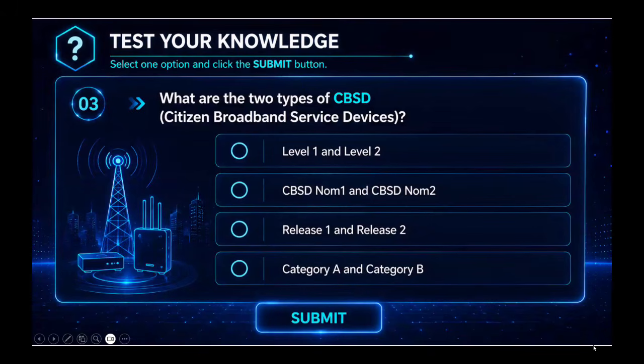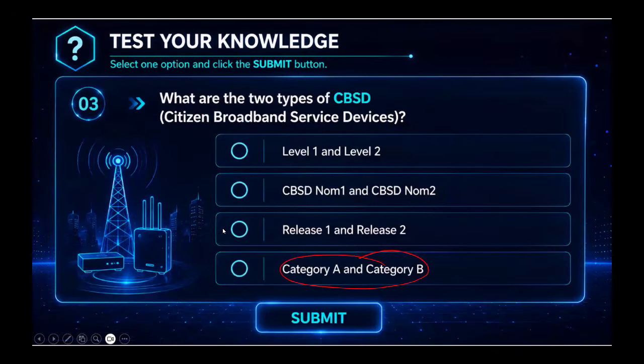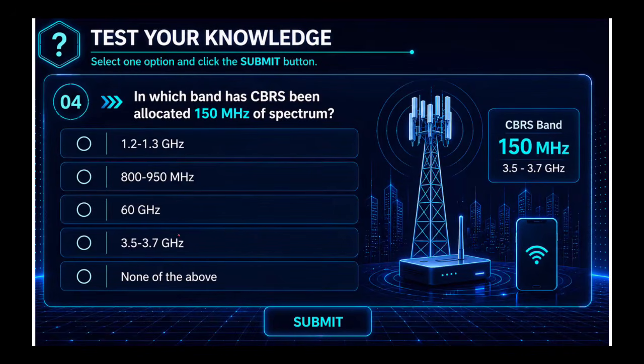So what are the two different types of CBSDs? Can you please answer this question? Cat A and Cat B. Yes, the right answer is Cat A and Cat B, Category A and Category B. What about this? In which band has the CBRS allocated 150 megahertz of spectrum? Yes, the right answer is 3.5 gigahertz to 3.7 gigahertz. Thanks, friends, for giving the right answer for all the questions. It means you are very attentive, you are listening, and you are understanding what I am sharing with you.